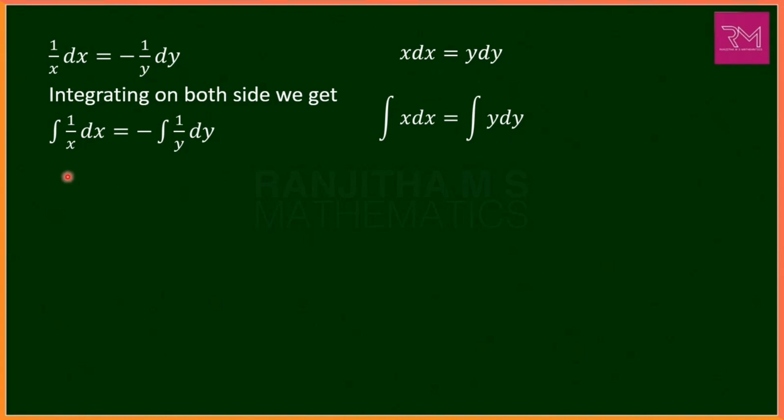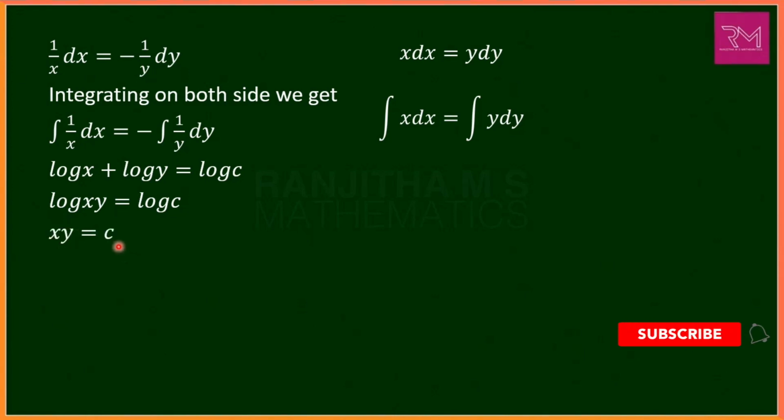Here applying integration, integration of 1 by x is log x. If we take this value to the left hand side, it becomes plus integration of 1 by y, which is log y, equal to some integration constant log c. We know that log x plus log y is log of x into y. Hence we get log of xy equal to log c. If we cancel the log term, we get xy equal to c. If we take this c to the left hand side, we get xy minus c equal to 0.